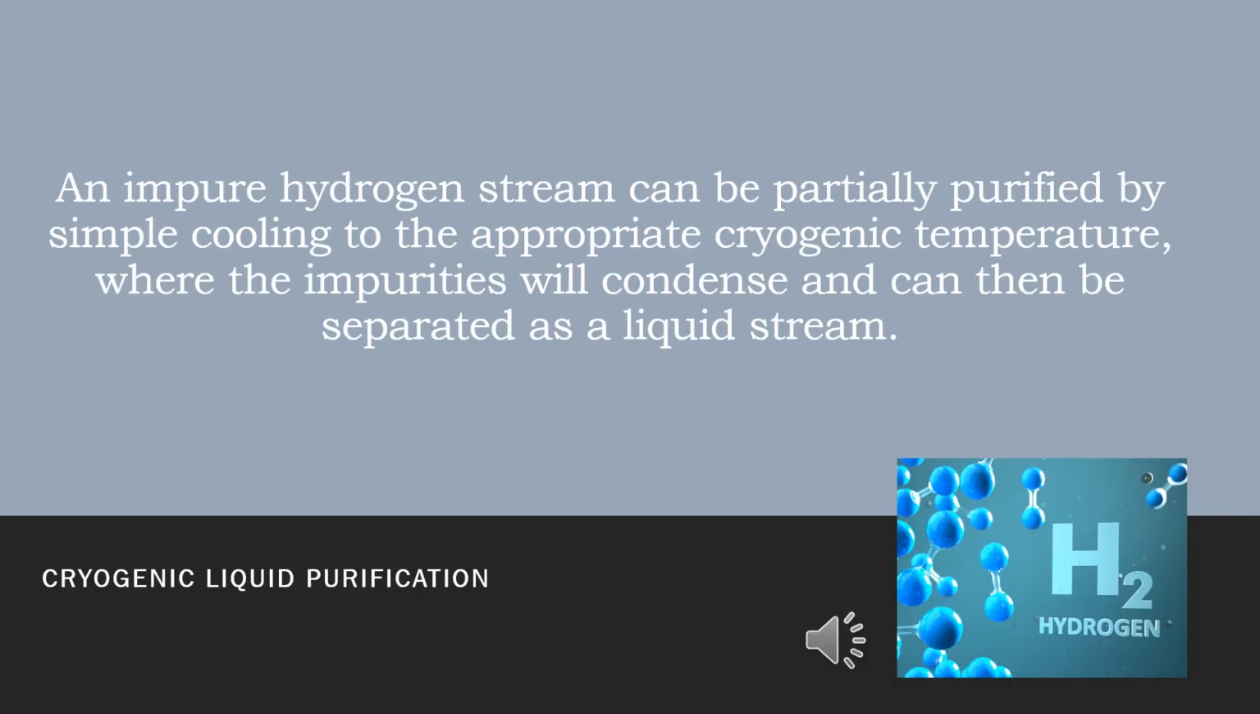So we have here the cryogenic liquid purification. An impure hydrogen stream can be partially purified by simply cooling to the appropriate cryogenic temperature, where the impurities will condense and can then be separated as a liquid stream. This is often used for bulk removal of light hydrocarbons from hydrogen in refinery gas. The product purity obtainable depends upon the vapor pressure of the impurity, and high purities are not readily attainable in most cases.